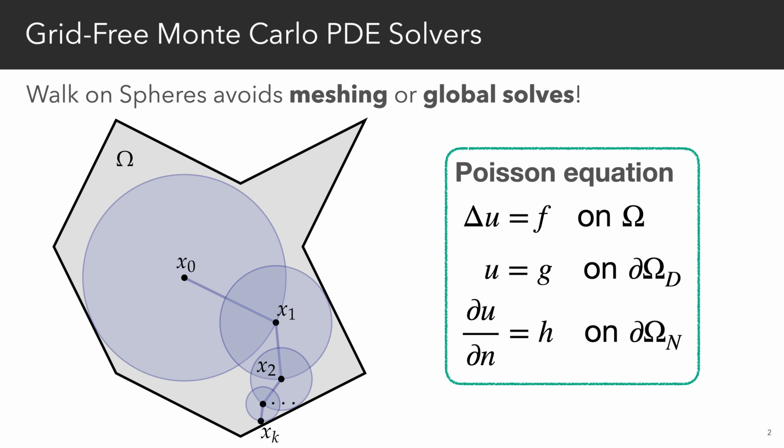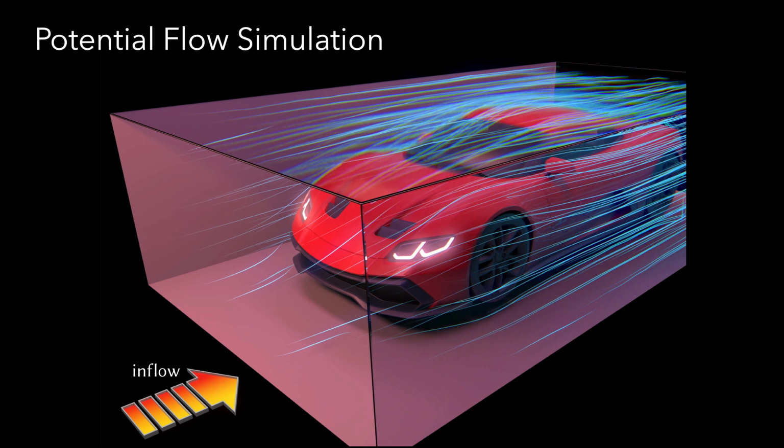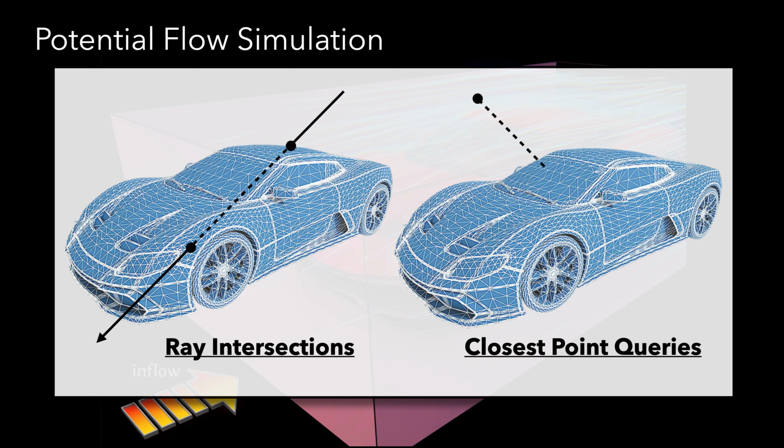This makes them prime candidates for problems in visual and geometric computing because often we want to perform simulation or analysis on imperfect assets that were originally intended for design or visualization purposes, such as this example of a potential flow simulation in a wind tunnel. The only requirement is we need to be able to perform both ray intersections and closest point queries. This is great, but there's a catch.